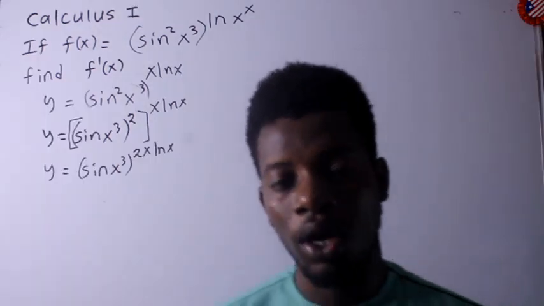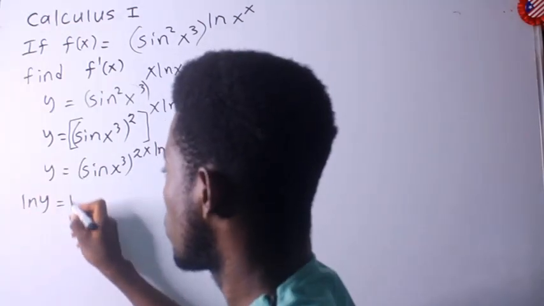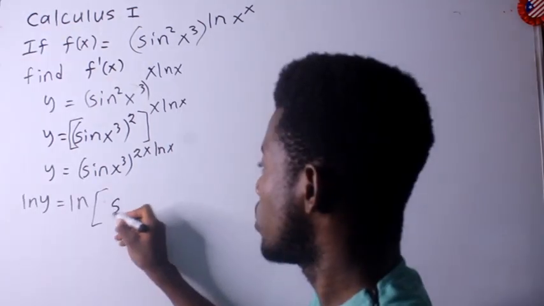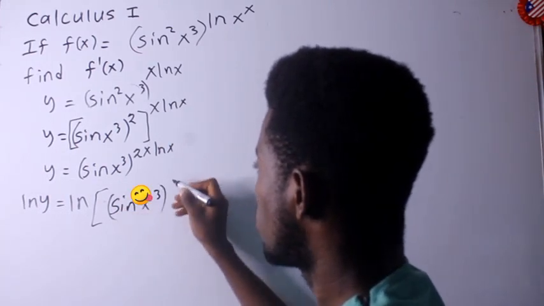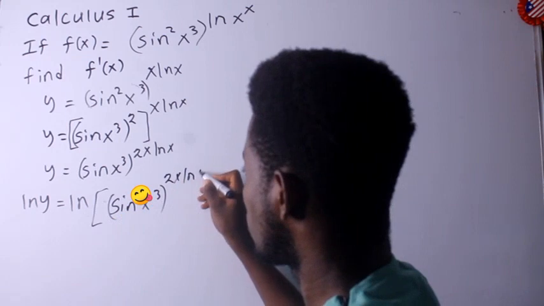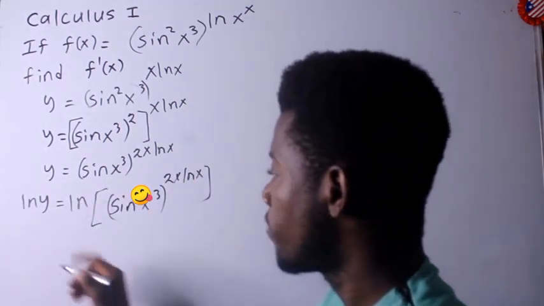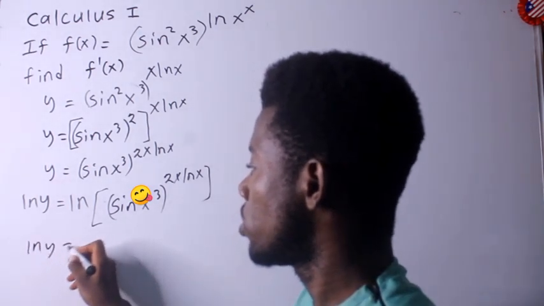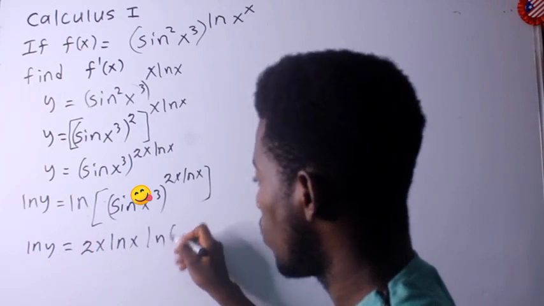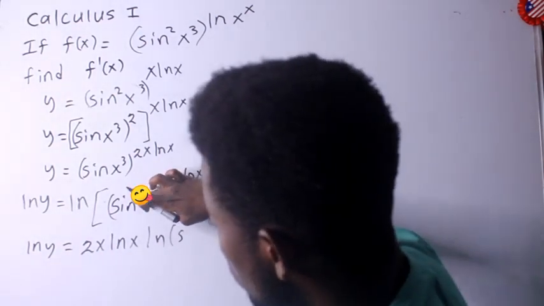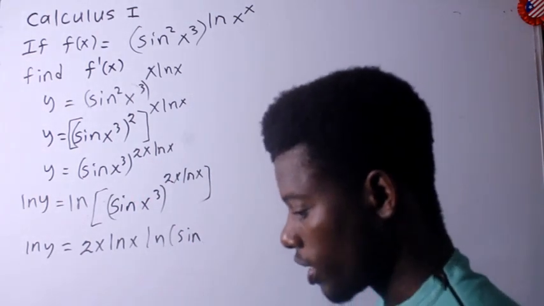We can take the natural logarithm on both sides. So we have ln of y is equal to the ln of this entire sin squared x cubed all raised to the power of 2x, the ln of x. This entire 2x is going to drop in front of the natural logarithm. So we have ln of y is equal to 2x, ln of x, and then the ln of, so this square is no longer here, sorry, and then the ln of sin x cubed.